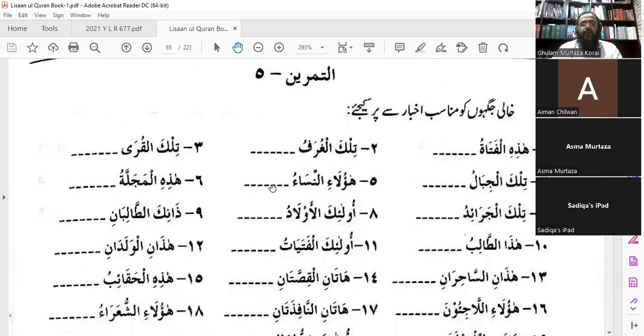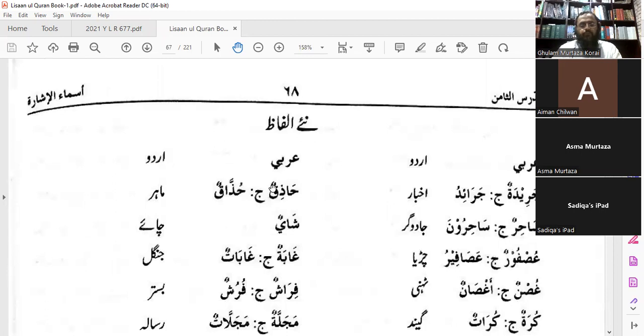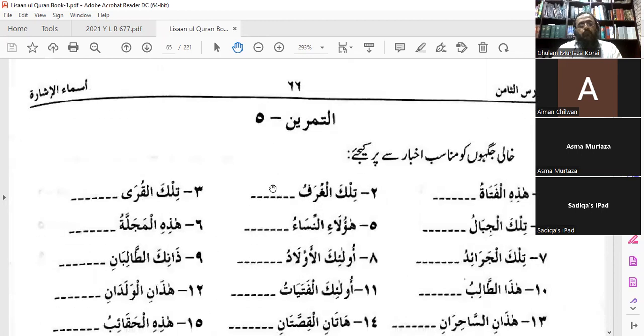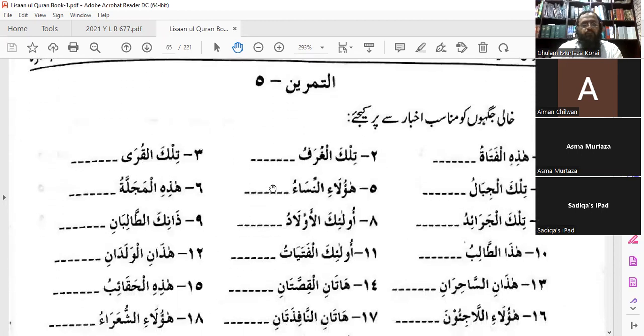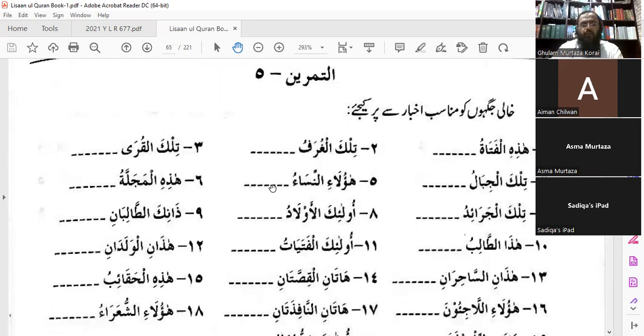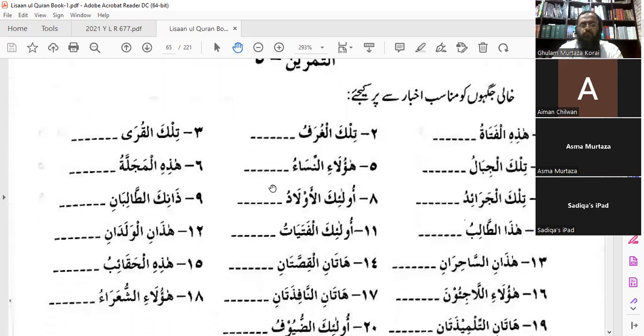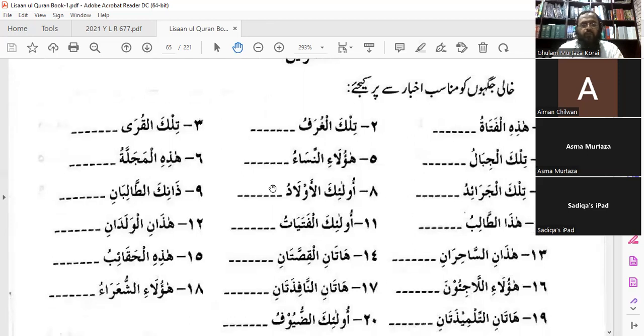Sister Reda, do you understand? Do you have any question? No, sir. Can you see these exercises? Are you working on them? Yes, sir. I started from exercise 1. Okay, very good. Keep working on them.